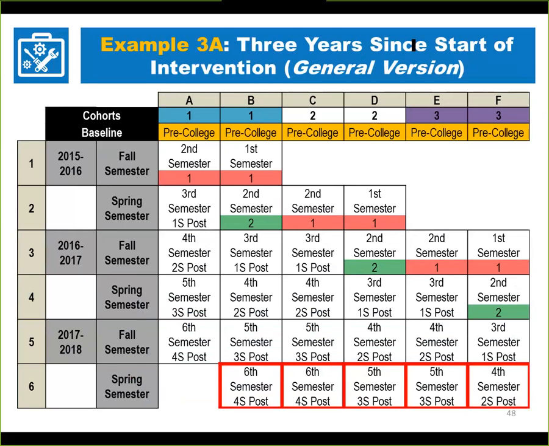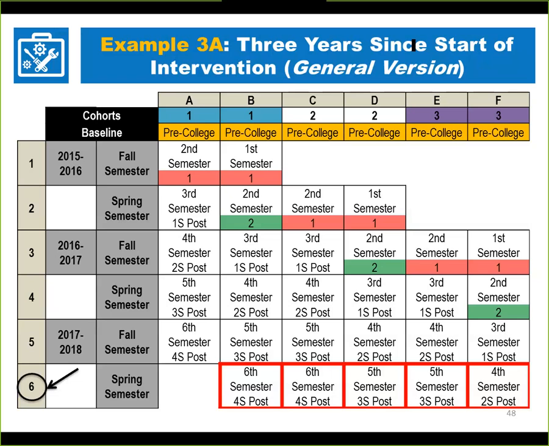In the example matrix, the sample would include students in 5 cells, shown here outlined in red. Outcomes would be measured at the same time relative to the start of the intervention. All students in the sample in semester 6 will have outcomes measured.